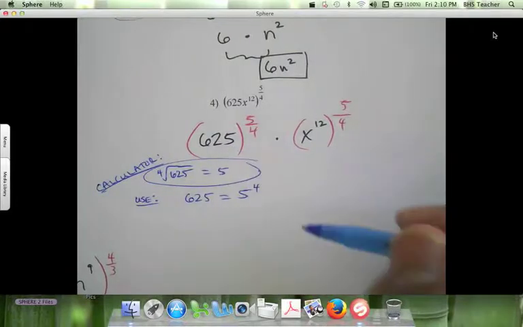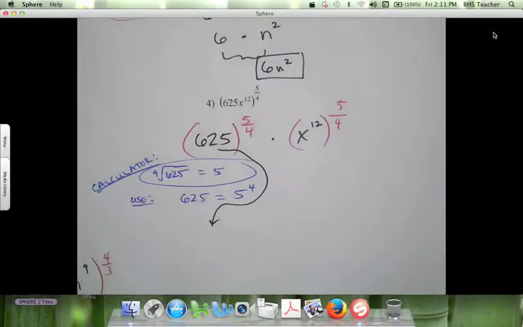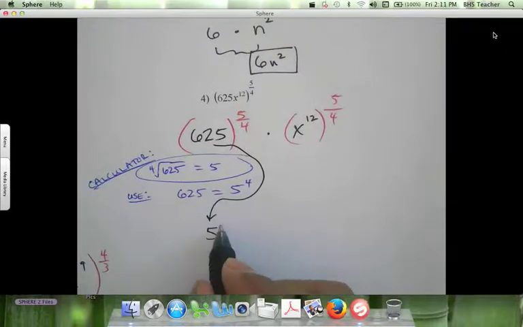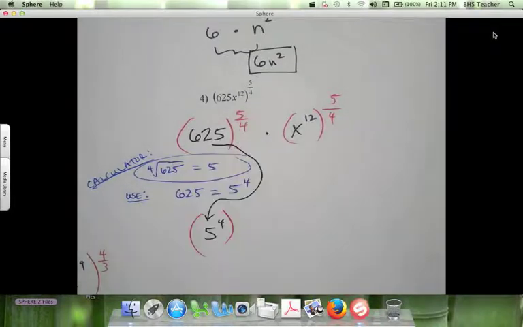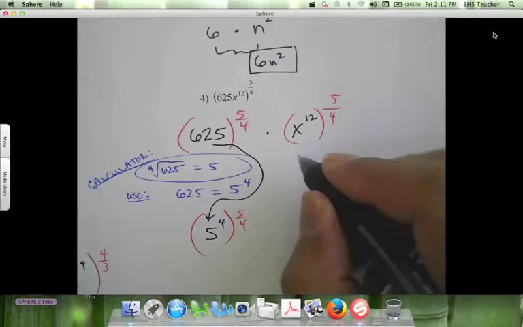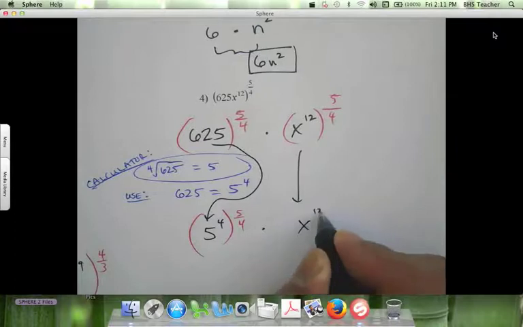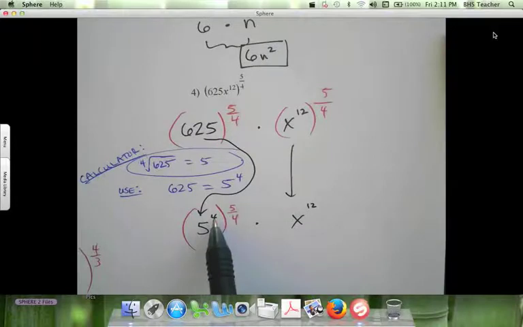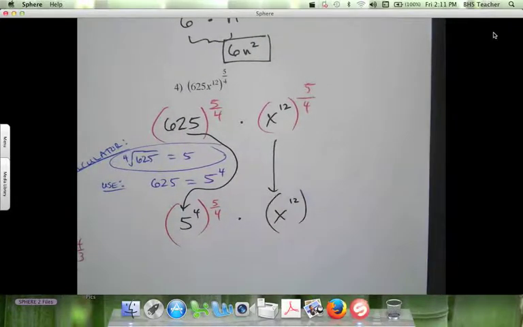So because of that, instead of this 625, you're going to write what? 5 to the power of 4. And then you have that 5/4 exponent. And we'll bring this down. And you can work with these and finish them off, right? Because we're working and showing how you're using rational exponents to simplify these problems. Rational exponents.